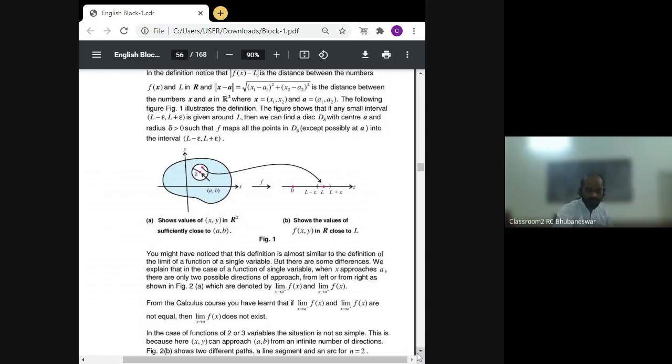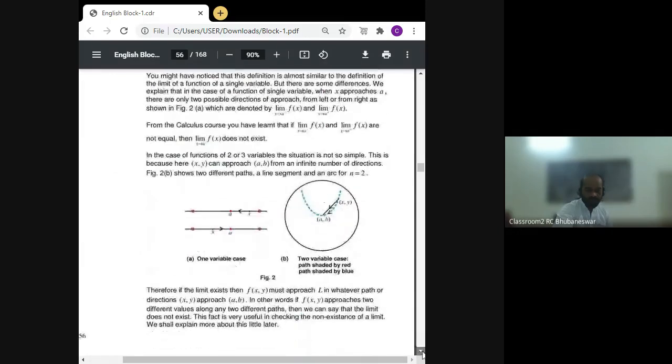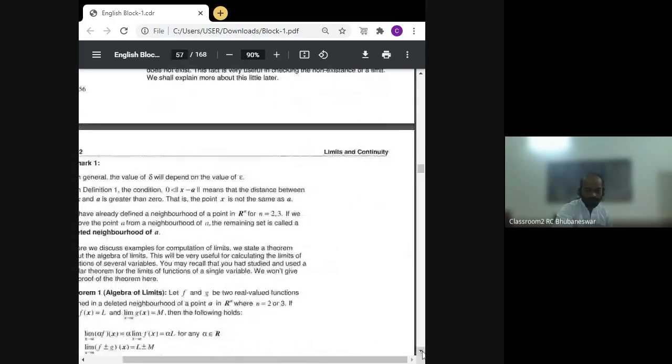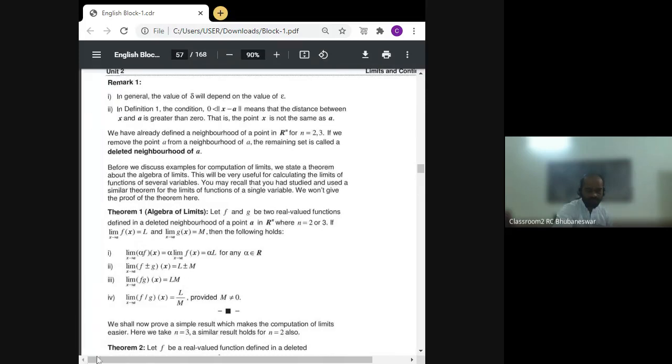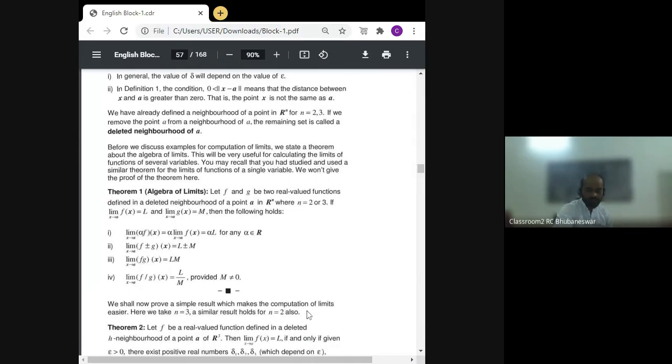So now let us know the calculation procedure. Look at the algebra of limits. In algebra of limits, these simple expression formulas are well known to us from the previous course, that is BMTC-131. Here we have stated: let f and g be two real valued functions that are defined in a deleted neighborhood of a point A in R to the power n, that means n equal to 2 or 3, then limit of f of x at x equal to a equals L, and limit of g of x at x equal to a equals m.